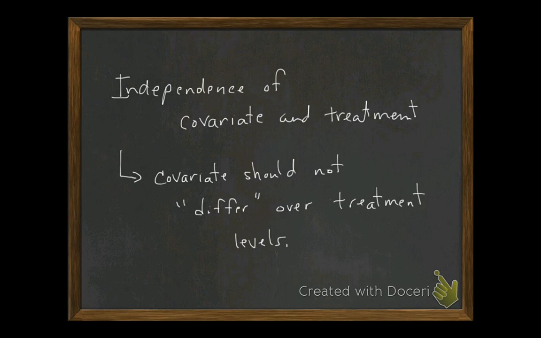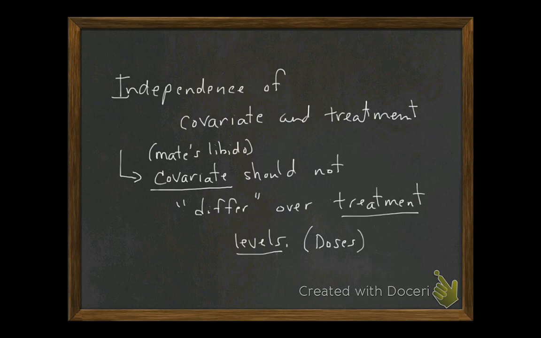Now, let's think about this example right here. Our covariate is the mate's libido. And my treatment levels are the doses of medication. Well, actually Viagra. I guess it is a medication.